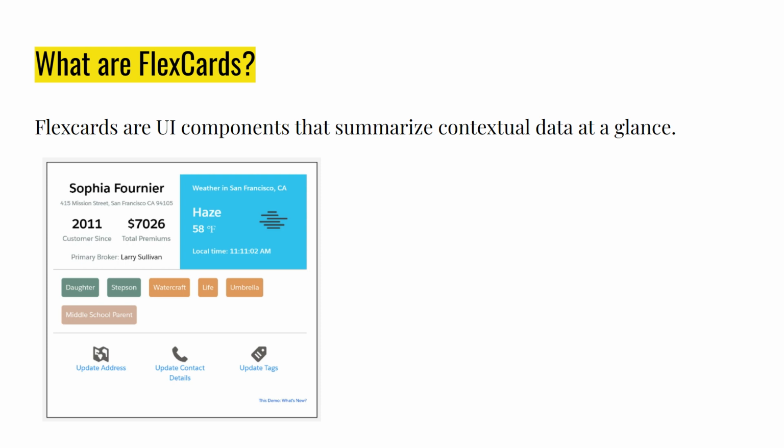Now what does it actually mean? Let's understand this with the help of an example. On your screen is a FlexCard for an insurance company's customer named Sophia. Not only does this card show summarized information for Sophia, such as her full name, address and her insurance history, but it also provides some clickable actions such as update address and contact details.